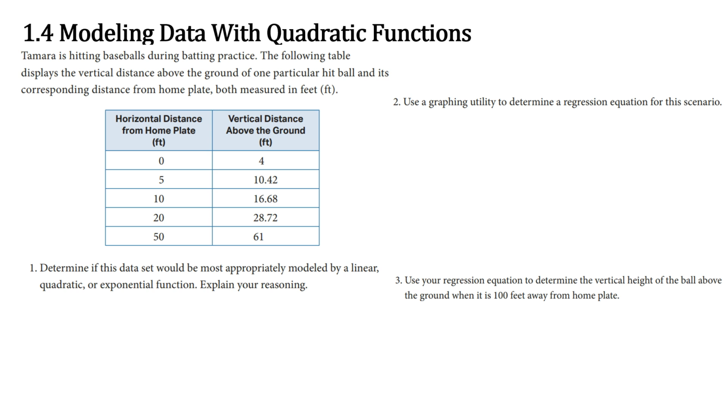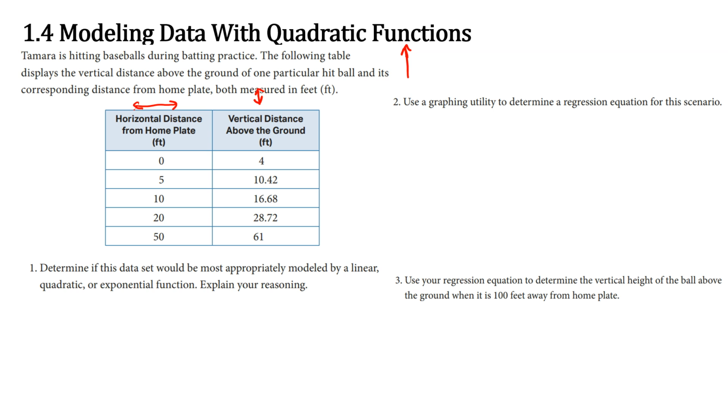Tamara's hitting baseballs during batting practice. The following table displays the vertical distance. Just so we know, vertical is up and down. Above the ground, one particular ball hit is the corresponding distance from home plate, both measured in feet. So horizontal distance, vertical distance, just to remind us. Determine the data to be most appropriately modeled by a linear, quadratic, or exponential function. Explain your reasoning.